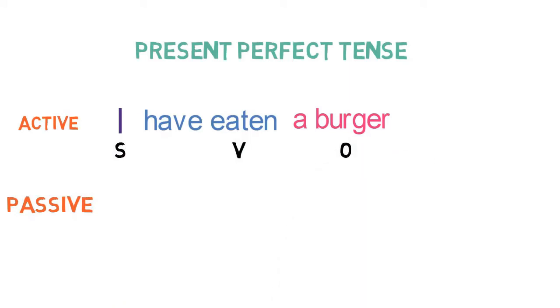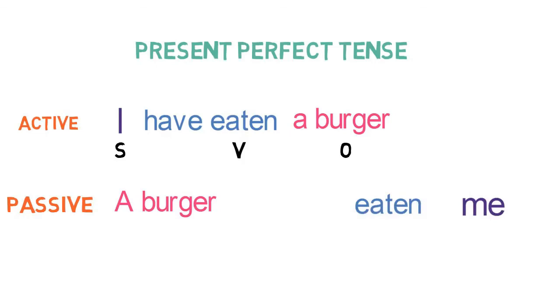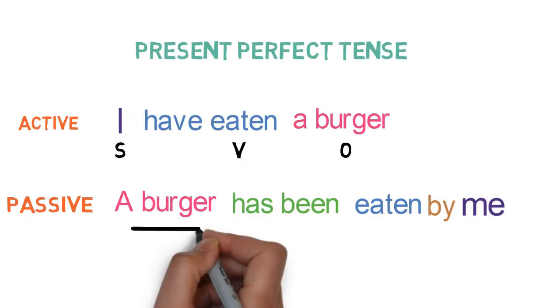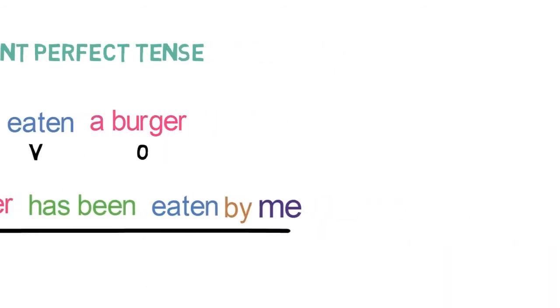What things should be here? We have seen five steps, isn't it? First, identify the object, the action, and the main verb. I becomes me, and eaten. The burger comes first. So, the burger has been eaten by me. So that is the sentence. I hope all of you understood the lesson. In that way we are converting in each and every tense.